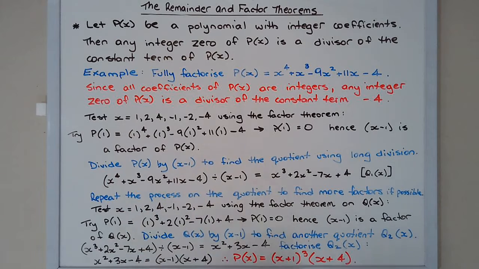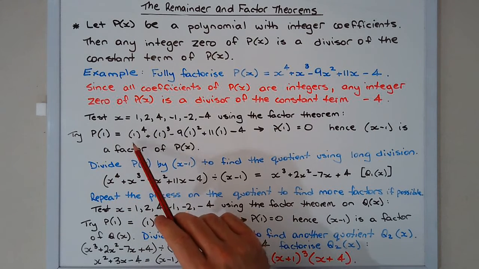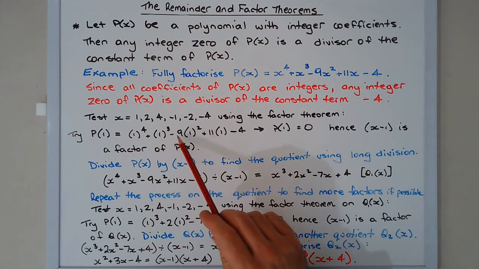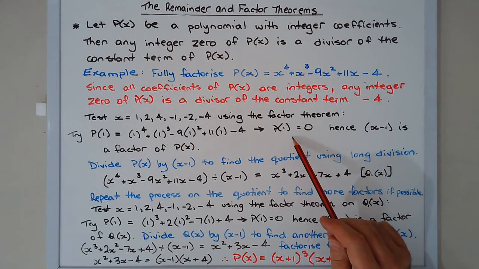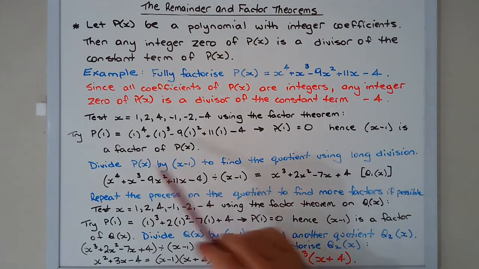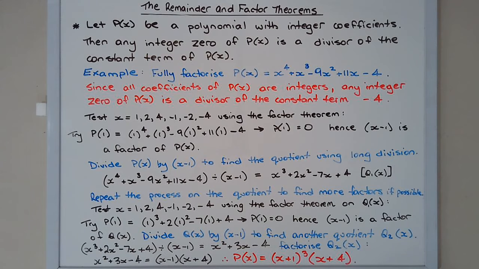So let's try P of 1. So 1 to the power of 4 plus 1 cubed minus 9 times 1 squared plus 11 times 1 minus 4 gives us 0. Hence, x minus 1 is a factor of P of x. Next, we divide P of x by x minus 1 to find the quotient using long division.